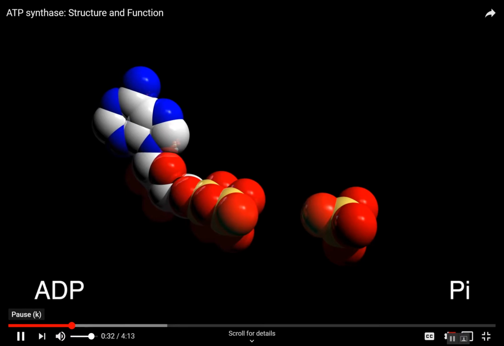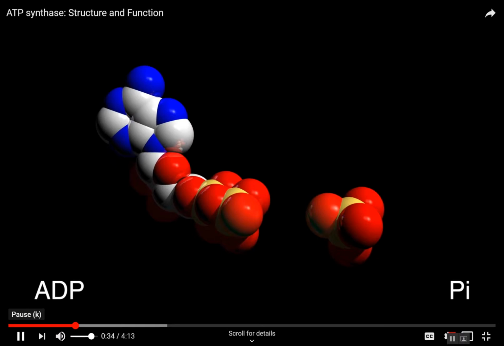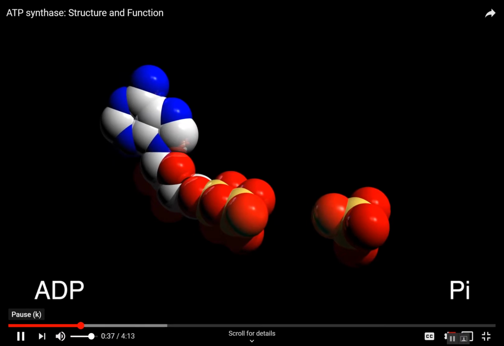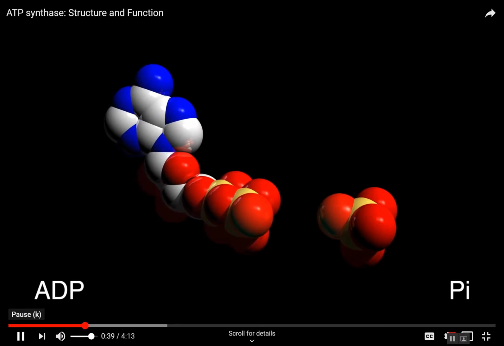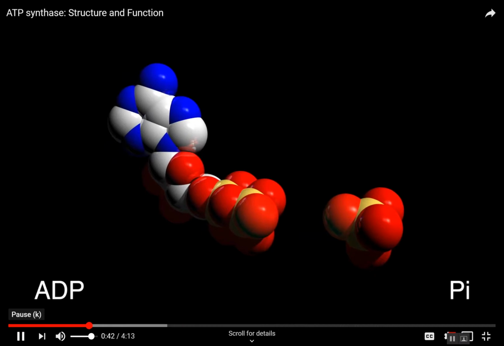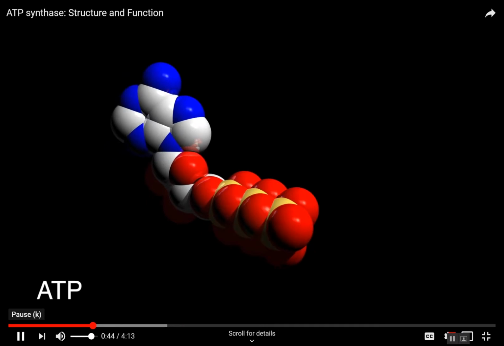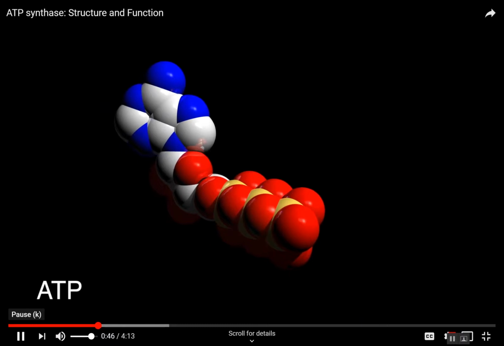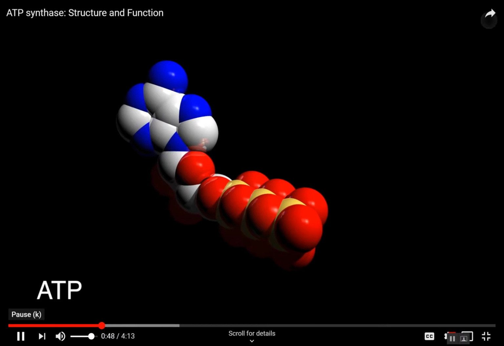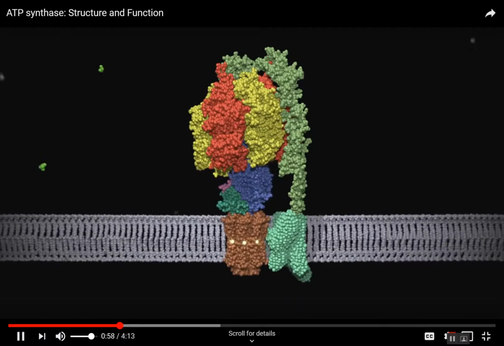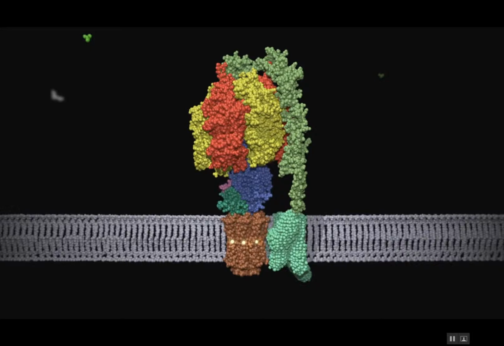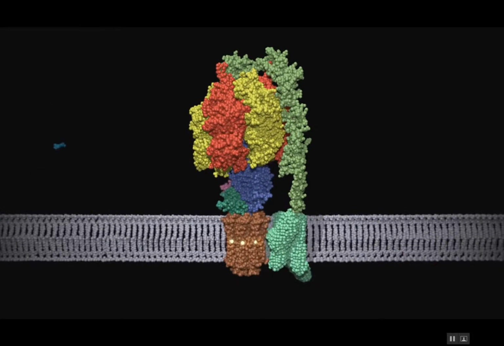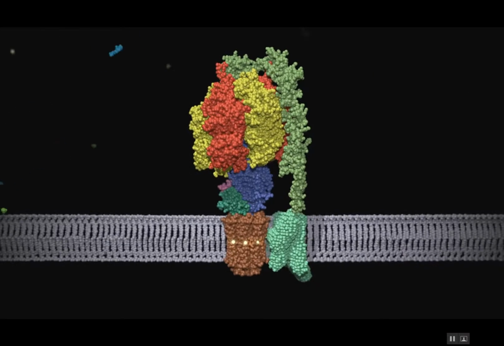To keep cells alive and is used from processes from muscle contraction to producing the thoughts your brain is having right now. The hydrolysis of ATP can be reversed by the addition of inorganic phosphate to ADP. However, this of course requires energy and is performed by a molecular power generator called ATP synthase. Here we see an atomic model of F1-FO ATP synthase sitting in a membrane. This molecular motor is found in the mitochondria of eukaryotic cells and is responsible for making most of the ATP.